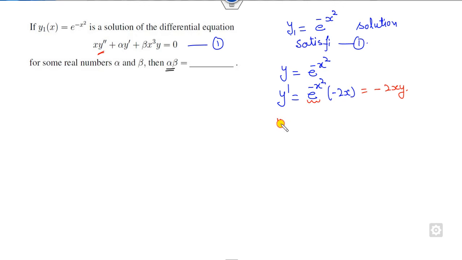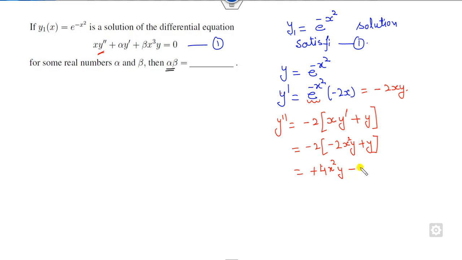I need y double dash, which I can find using the product rule. It will be minus 2y plus minus 2x y dash. I can substitute y dash here, so it will be minus 2y plus 4x square y. Fine. So I can substitute this value in the equation: 4x cube y minus 2xy plus alpha y dash plus beta x cube y is 0.